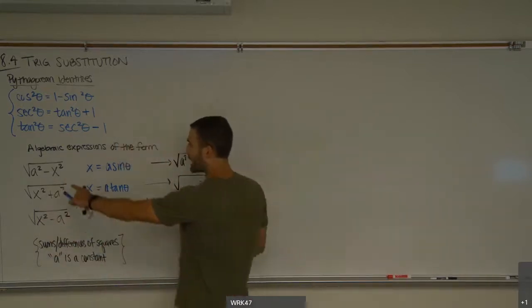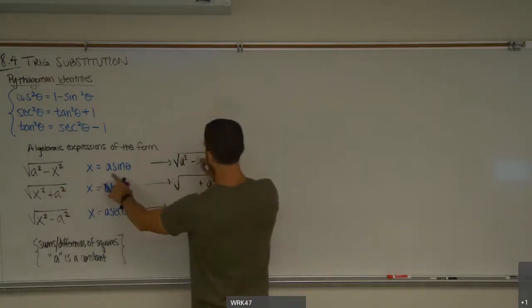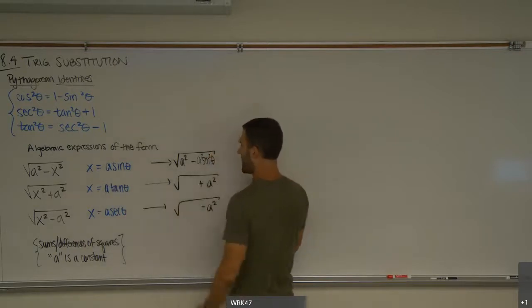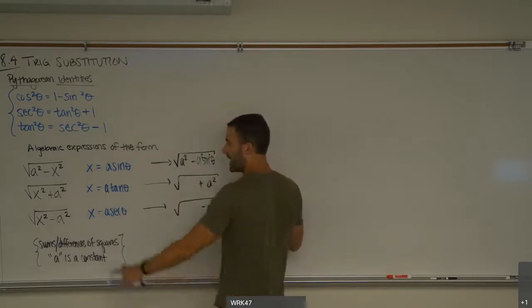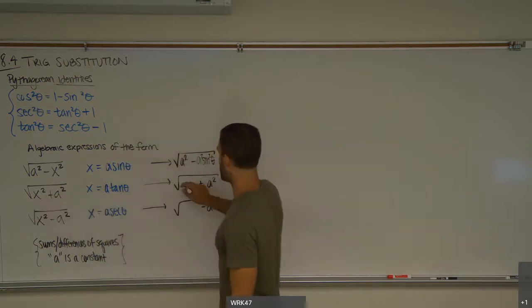Now, if I replace x with a sine of theta, don't forget we need to square it. This now becomes a squared sine squared. Right? We're squaring a sine of theta. And in this case, we're squaring x here. X is now a tangent, so now this becomes a squared tangent squared.